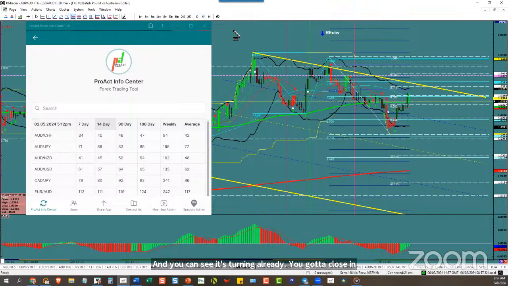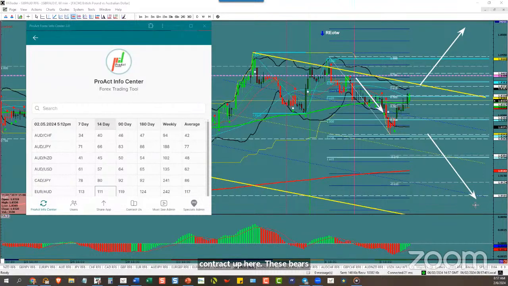All right. You say, well, why are they fighting that? Because of option contracts. These bulls have an option contract up here. These bears have an option contract down there, and they're trying to make it happen. All right. Why do they do that? Because the option contracts pay off in the millions and billions of dollars.